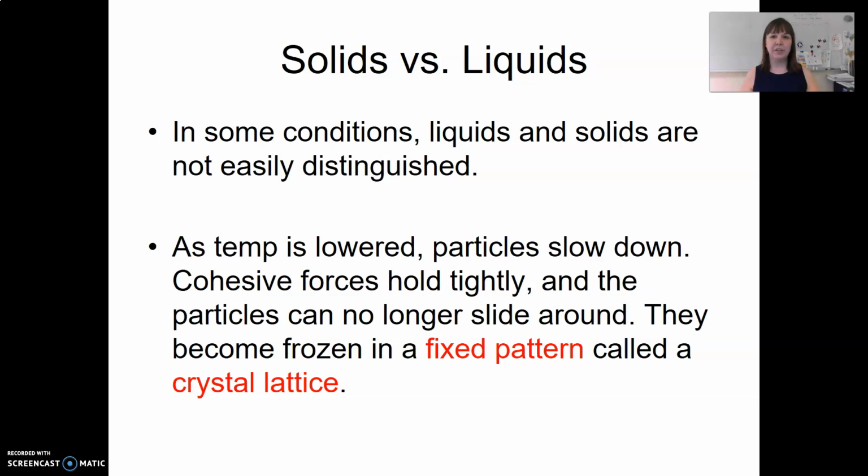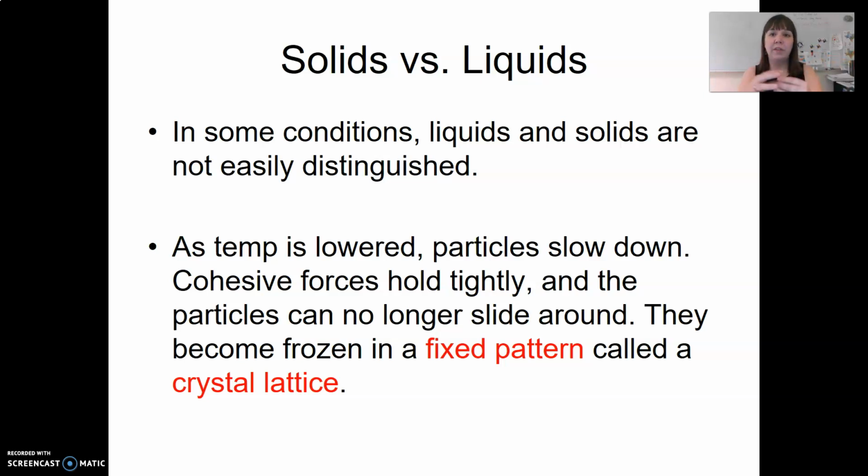So in some conditions, that line between solid and liquid is not very easily distinguished. Most of the time, if you ask somebody what a solid is, they could tell you and describe a brick or describe a chair. And if you ask somebody about a liquid, you can talk about cooking oil or rubbing alcohol. And so you have definite properties that definitely fall into those categories.